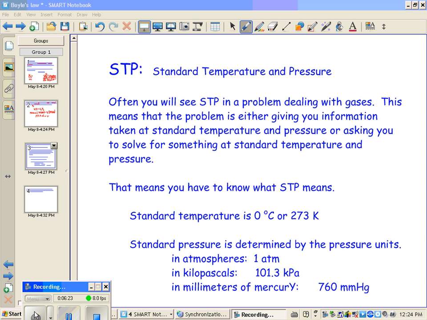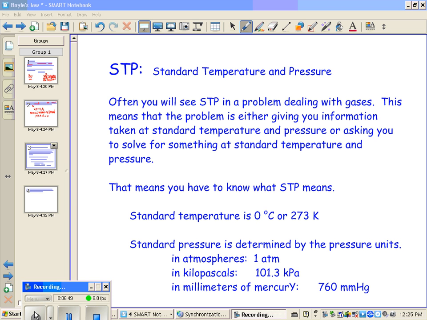Okay, now this is still with Boyle's law, but what I want you to understand is sometimes you'll see STP in a problem. And if you ever see STP, it doesn't mean the motor oil additive and all that kind of stuff. Here it means standard temperature and pressure. You'll see STP in the problem, sometimes at the beginning with the ones, and sometimes at the end with the twos. But what you have to know is that when you see STP, that means a number, okay?